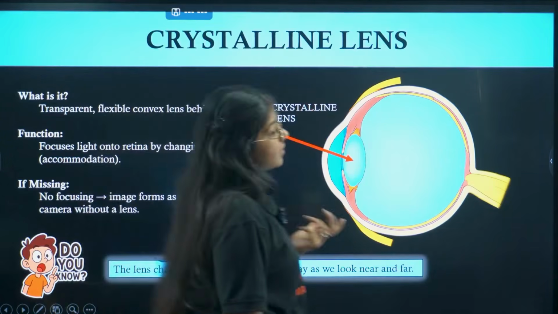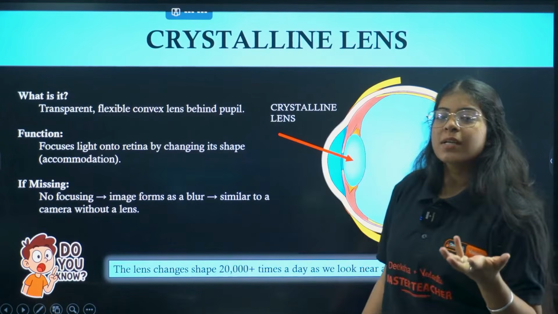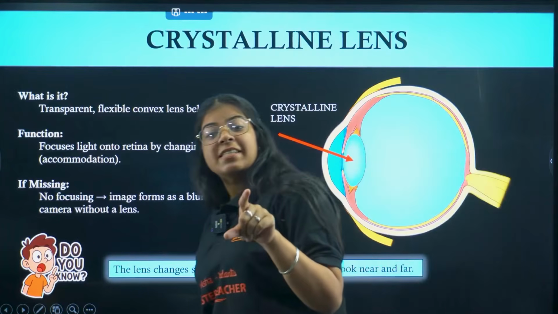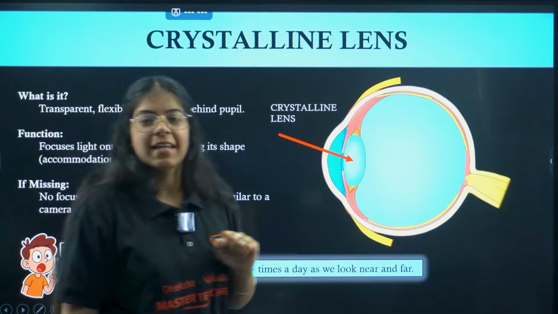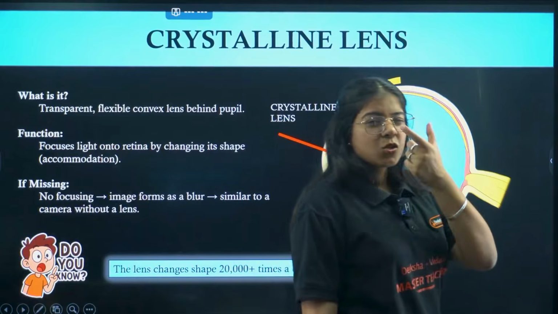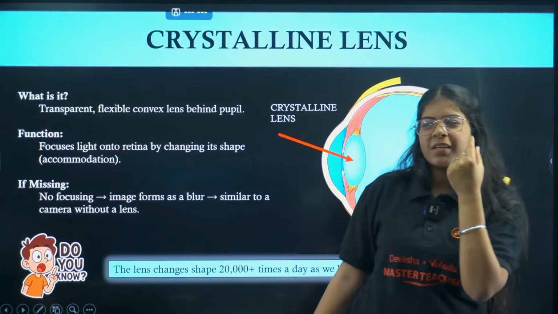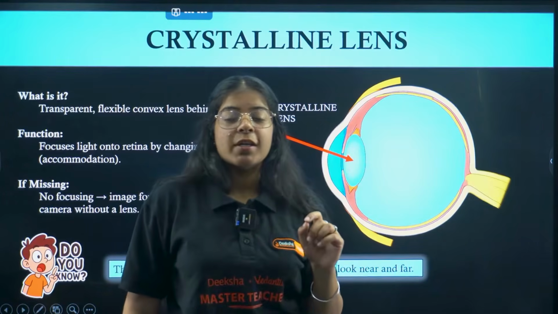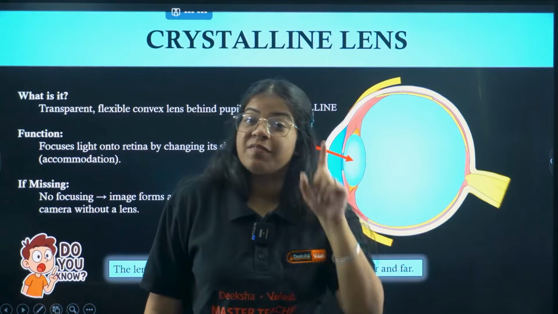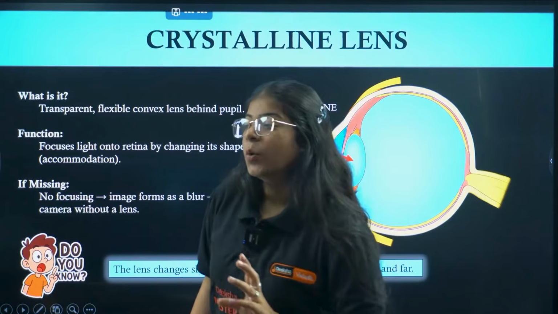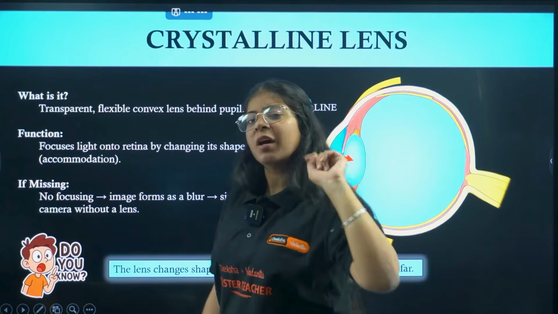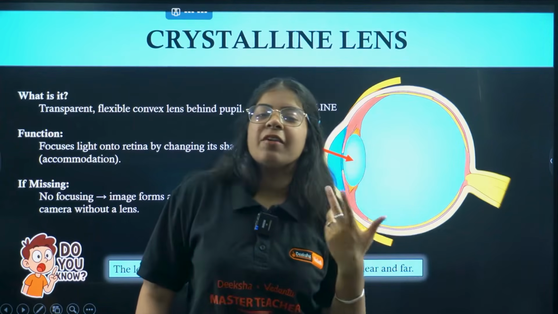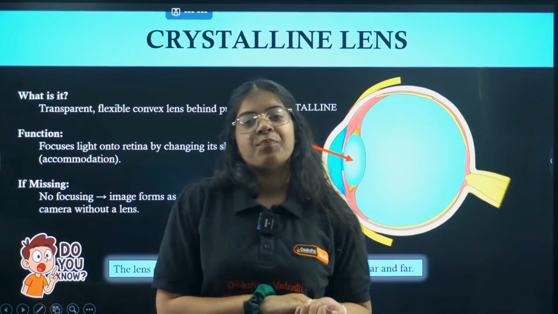Next is our crystalline lens. What is it? A transparent, flexible, convex lens behind our pupil. So, when light enters into the pupil, where does it go? It hits our lens. Of course, it's transparent. Flexible, a very important keyword. Keep that in mind, we'll come back to it. Flexible, and we know it's a convex lens.